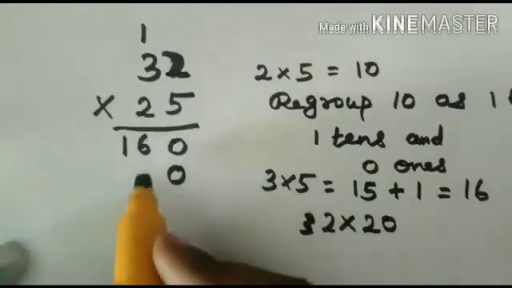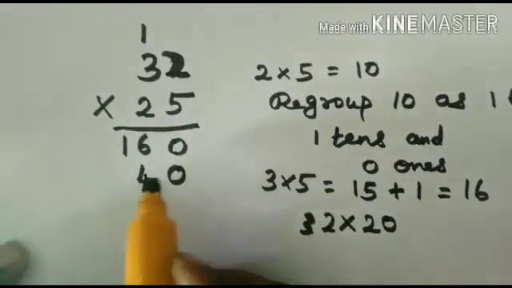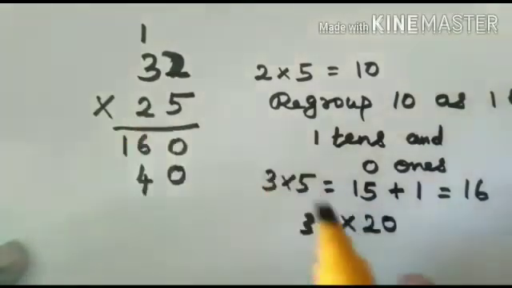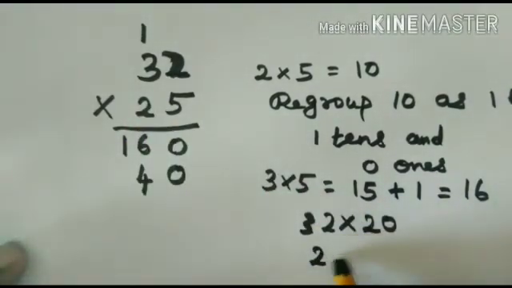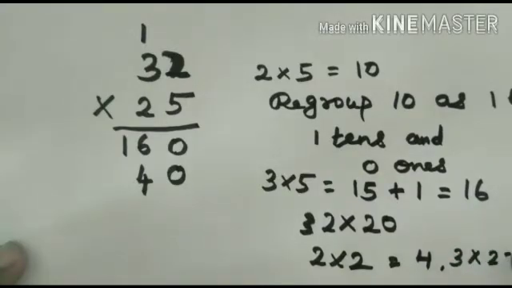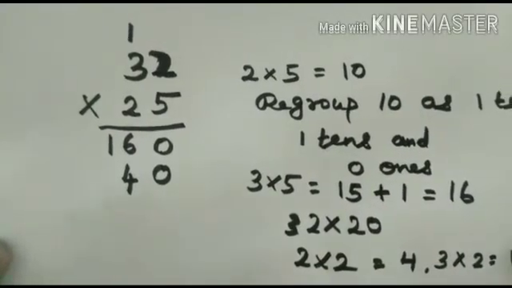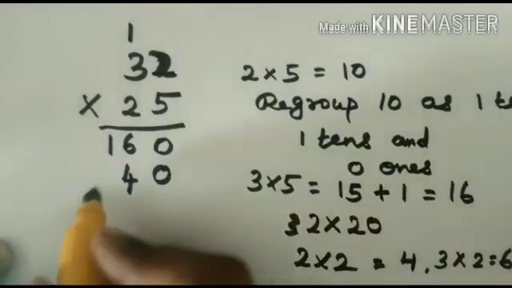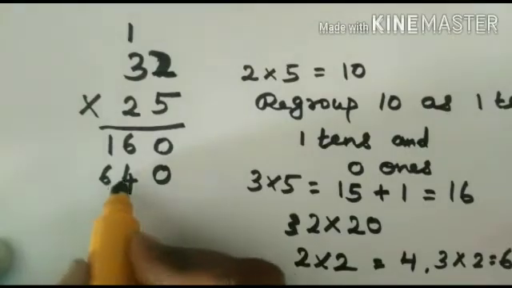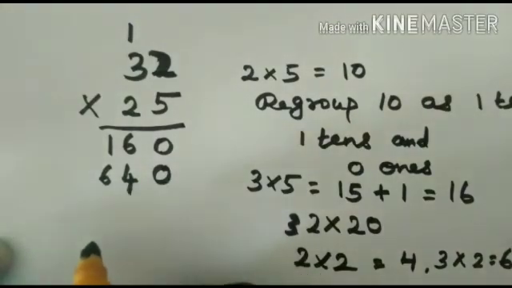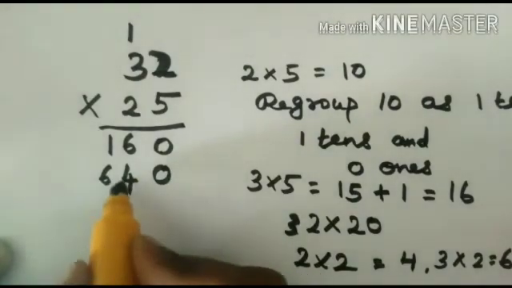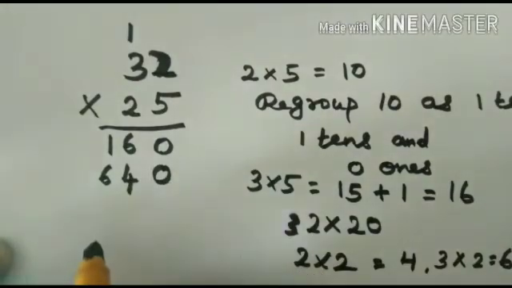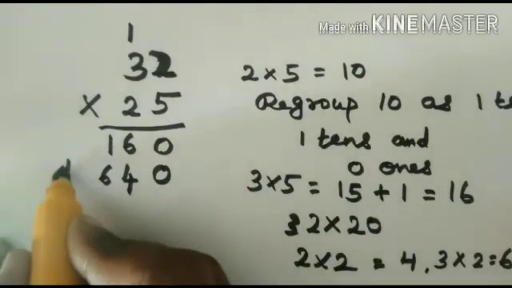2 into 2 is equal to 4. 3 into 2 is equal to 6. So you write 6 there. Children, 640 is the second partial product.